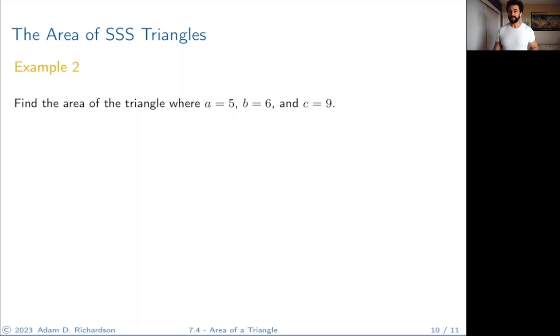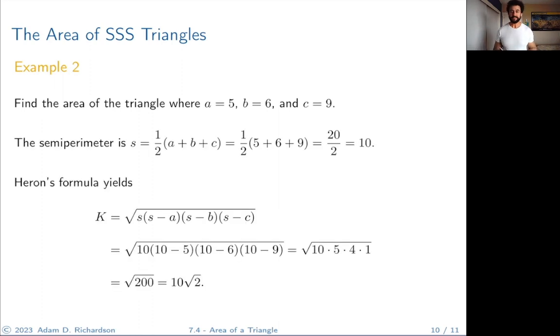Okay, let's do it together. The calculation is rather quick. There's really not too much to do. We just have to compute the semi-perimeter and plug everything into our formula. So the semi-perimeter is 1/2 the sum of all the side lengths, which gives us 20/2, which is 10. So that value S that appears in the formula is 10. Now we just plug everything in.